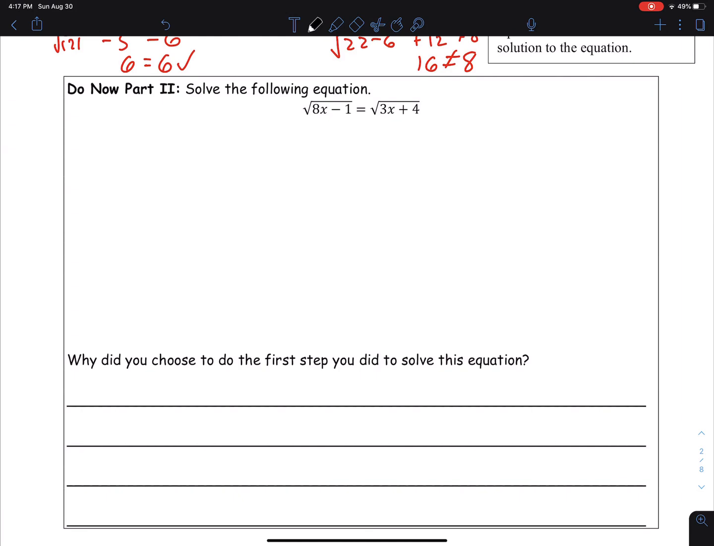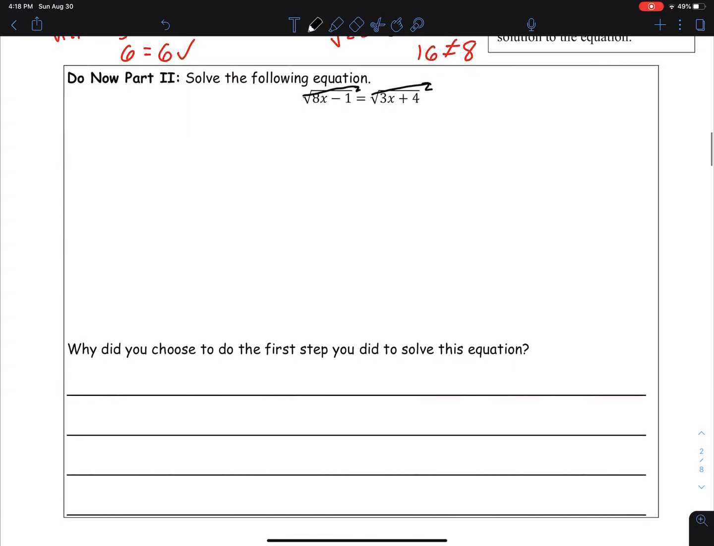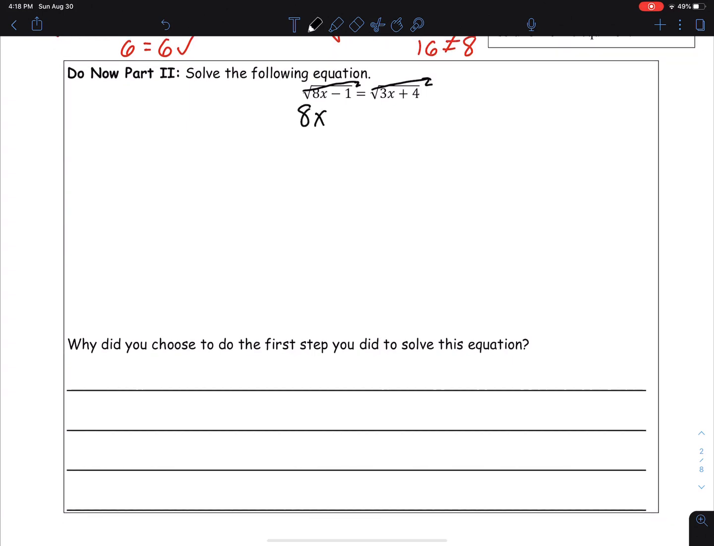So what am I going to do here? I know we have to get the square root alone, and there's x's on both sides of the equation here. But watch what happens. We can just square both sides. And what happens to the square roots? Well, it cancels the square root on the left side, and it also cancels the square root on the right side. So all we're left with is 8x minus 1 equals 3x plus 4.